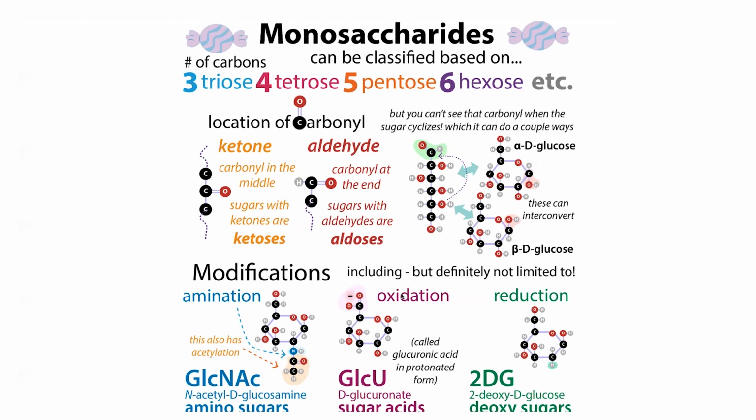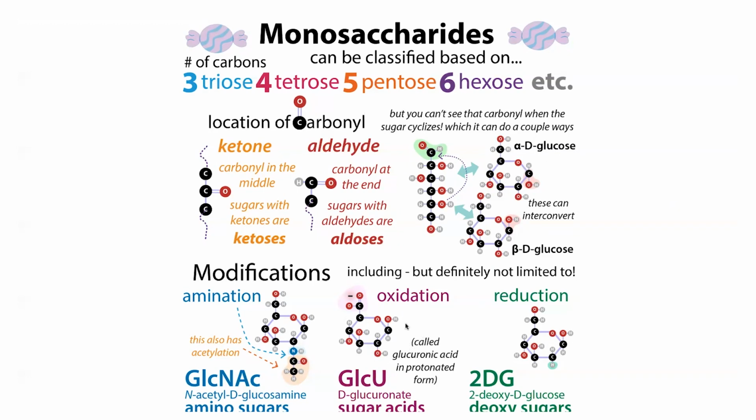Okay, so the modifications, as I said, that OH group, that hydroxyl group, might seem really boring, but it can do all sorts of really cool things. It can get aminated and acylated. And so when you have that, you get GlcNAc. So this is N-acetyl-D-glucosamine. It's got this amine, this nitrogen group in there, and it's got this acetylation. And this is going to make this an amino sugar. And we're going to see these come into play with some of our conjugates that we talk about.